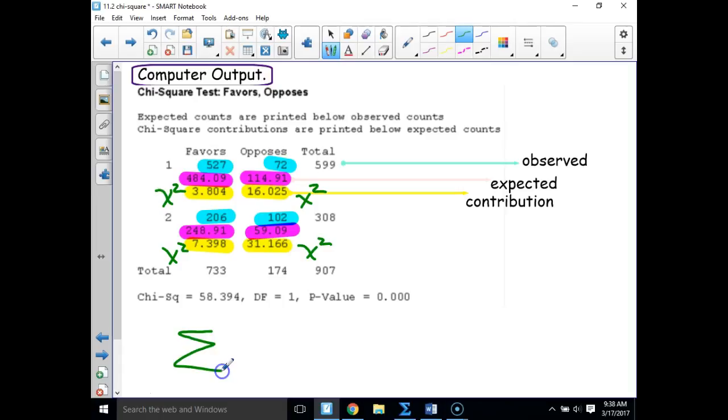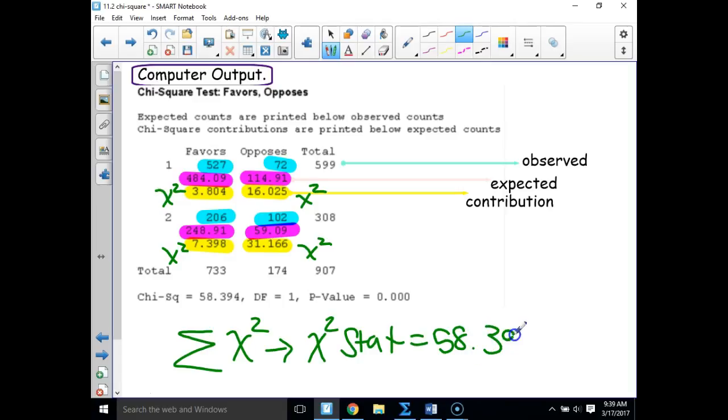And when we add up those values, it gives us the total chi-squared statistic, which is equal to 58.394. So when I add up 31 plus 7 plus 16 plus 3, I get 58.394. My guess is this will be used for follow-up analysis where you need to look at 31.66 and say that's my biggest contribution to chi-squared. I just want to make sure you know what each number means.